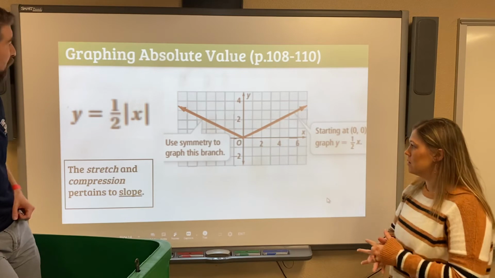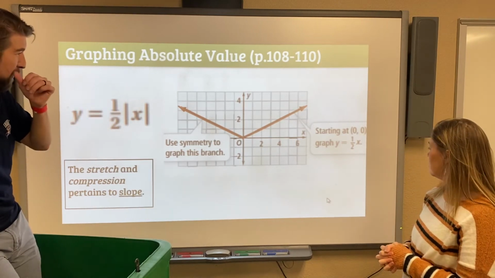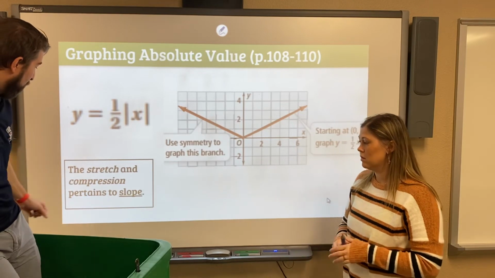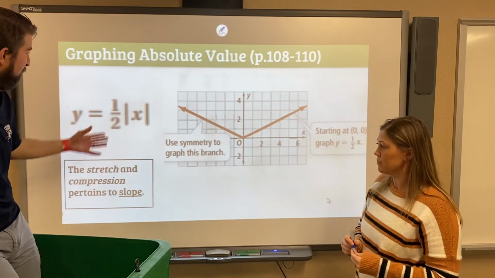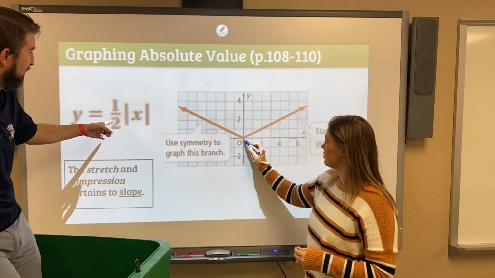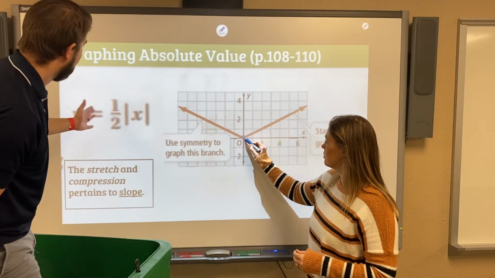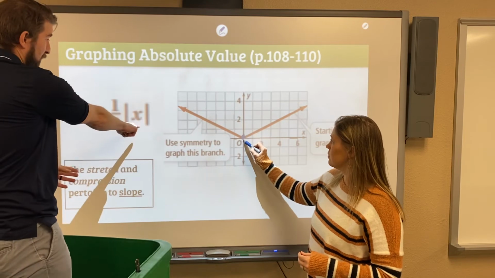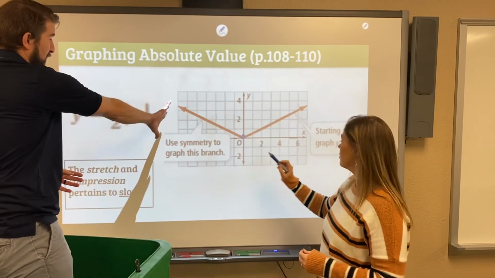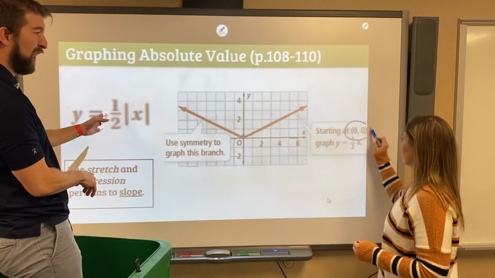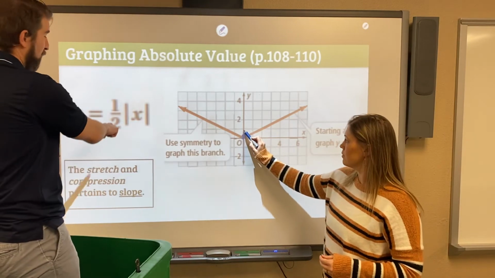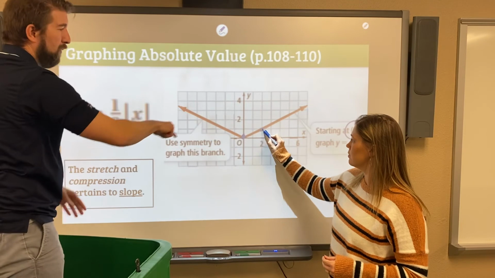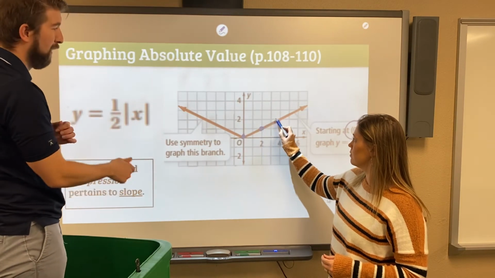Okay. So right here, this is just demonstrating the effect of stretching and compressing. So the stretch and compress pertains to the slope. That's basically what I'm wanting you guys to see right here. So if we were to graph this function, we would see that the vertex would be at 0, 0, because there's nothing in there and there's not a number here. And so the only thing that we would change would be this slope. And so notice we go up 1 and then over 2, and then boom.